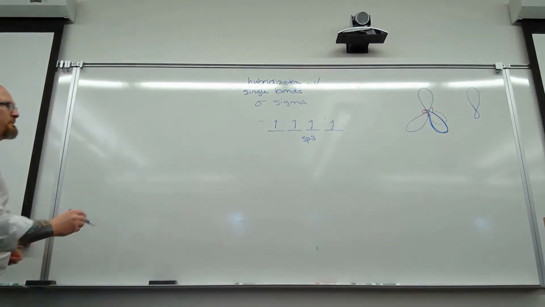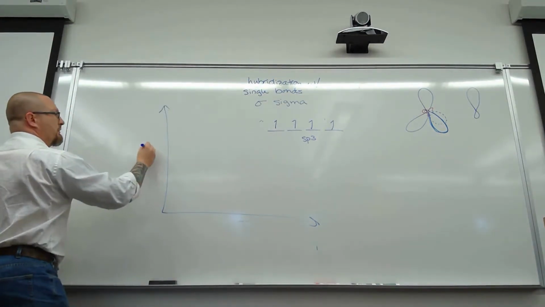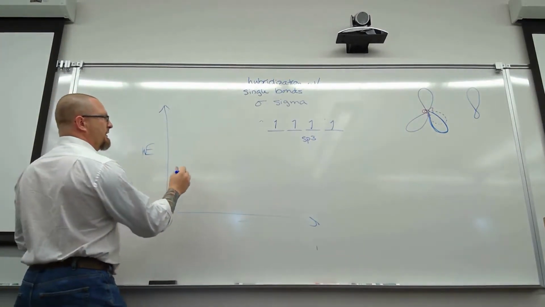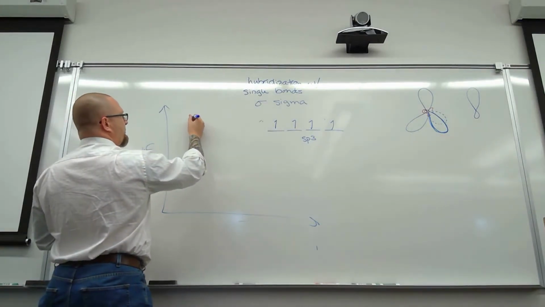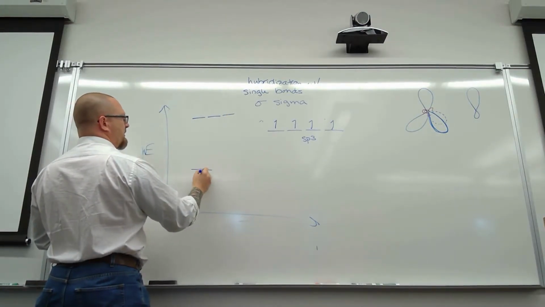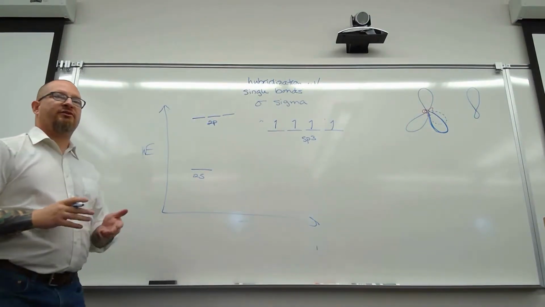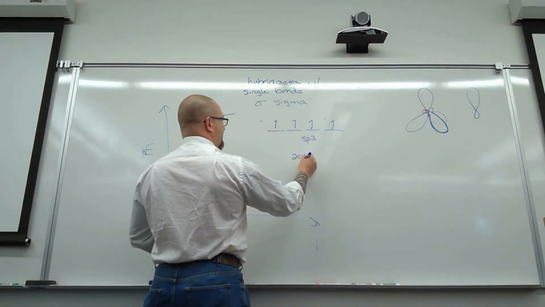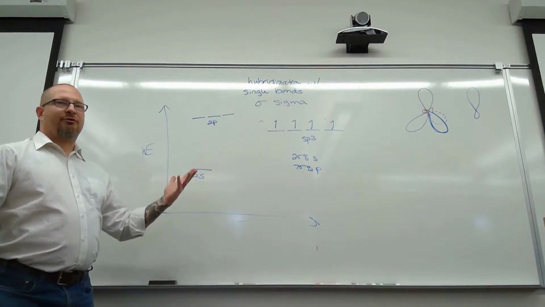Now, in terms of energy level, sp3 orbitals, and this is not going to be perfectly to scale, are going to be lower energy than the p orbitals and higher energy than the s orbital because it's a combination of the two. These are going to be 25% s character, 75% p character because averages.